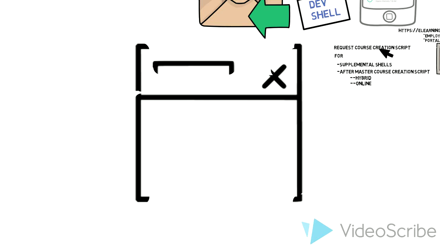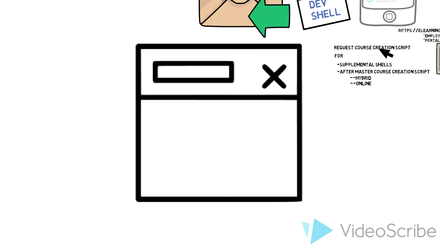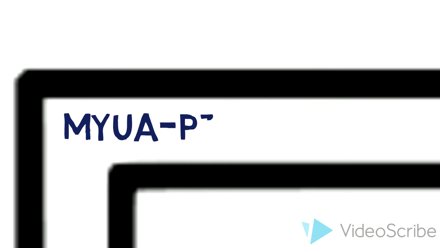Blackboard course shell creation. Use the My UA PTC portal to create shells for classes that were assigned after the course creation script was initially run. Log into the My UA PTC portal. Click on the Campus Connect tab. In the left panel, expand the faculty link.